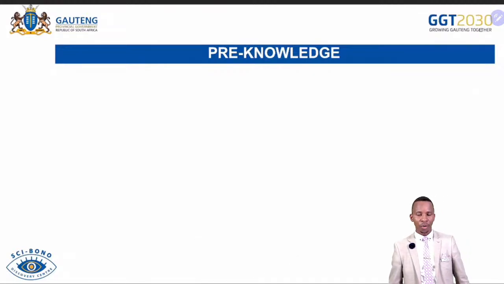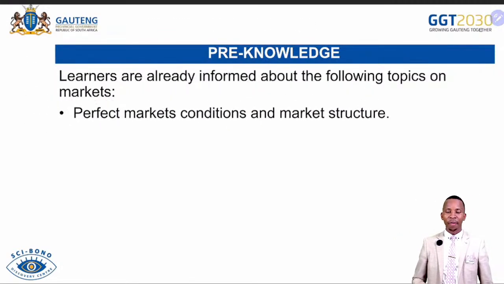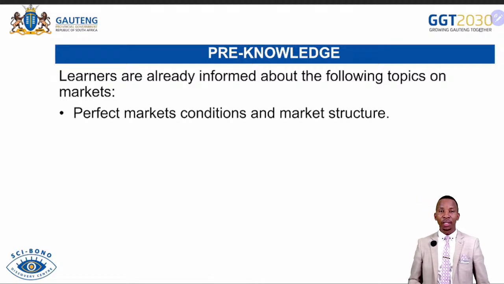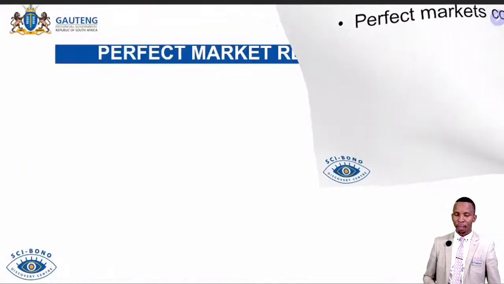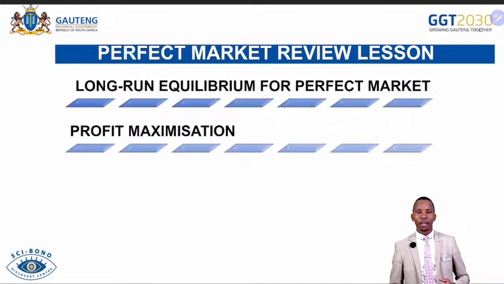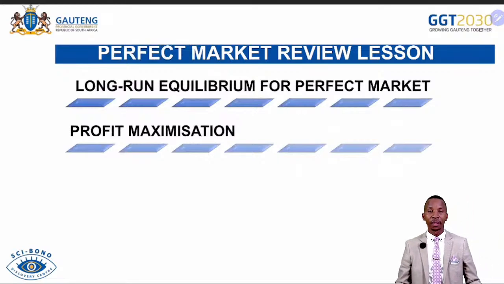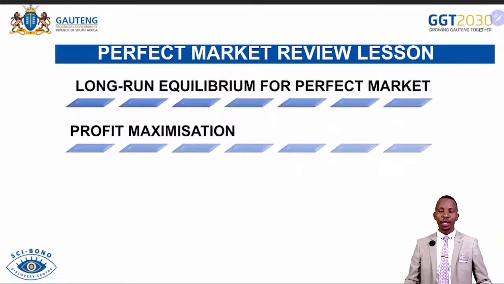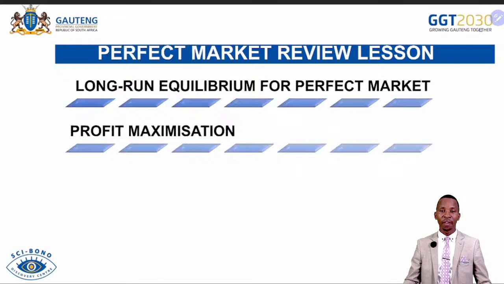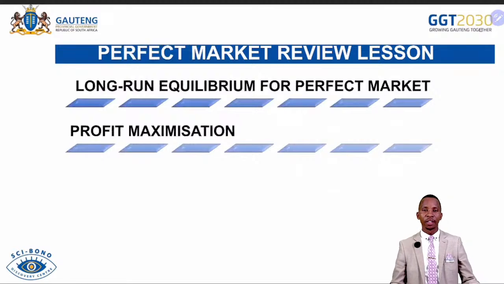It is believed that you already know the following as your content in markets. You know the perfect market conditions and the market structure that was covered in our last week's presentation. So in this lesson, we are reflecting back. We are covering what was not covered in the previous lesson on the perfect market. So today we'll be taking on the long run equilibrium for the perfect market, as well as the profit maximization under the perfect market, using both MR and MC, as well as TR and TC.